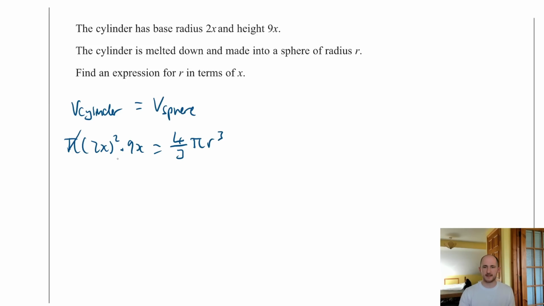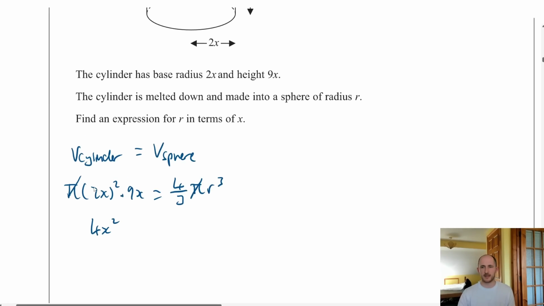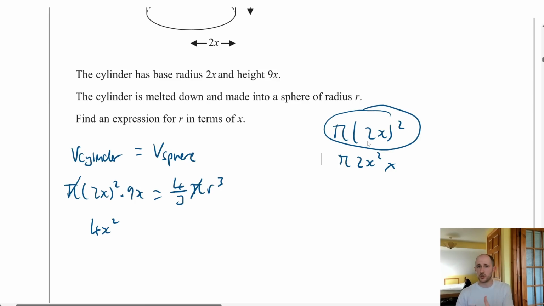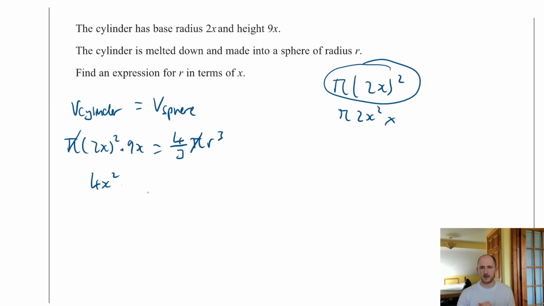First thing I notice is I can cancel out pi on both sides. I'm going to do this 2x squared, so that becomes 4x squared. One thing to note, and a lot of students get this wrong, is when they do this cylinder where they have pi r squared, they don't put the 2x in brackets. So they would write something like this, pi 2x squared. That's wrong. When you substitute, it needs to be in brackets because the actual number in front of the x is also squared. It's not just the letter. So keep that in mind. I've seen that mistake even in top sets. Happens all the time. Times 9x equals 4 over 3 pi r cubed.